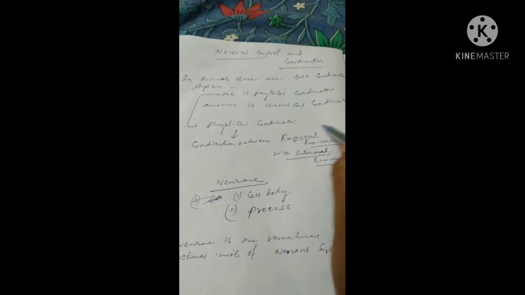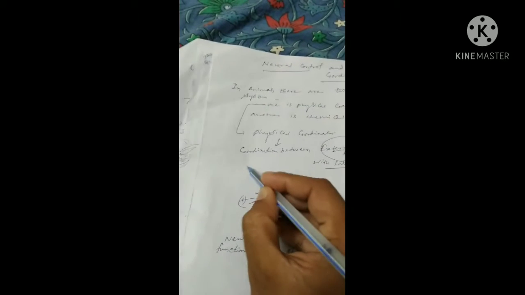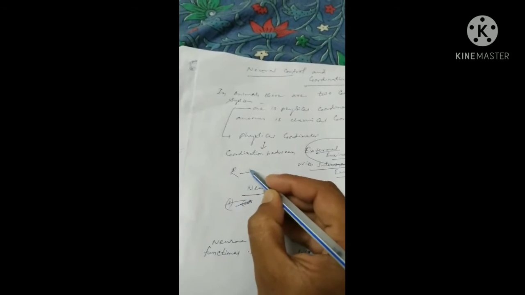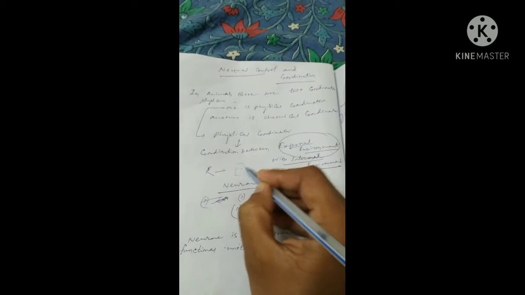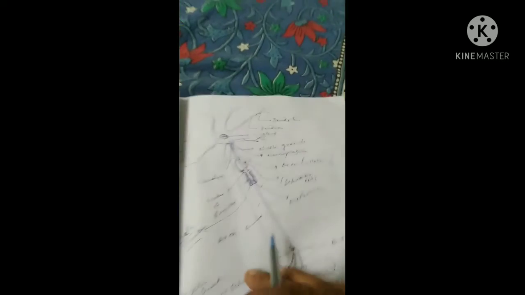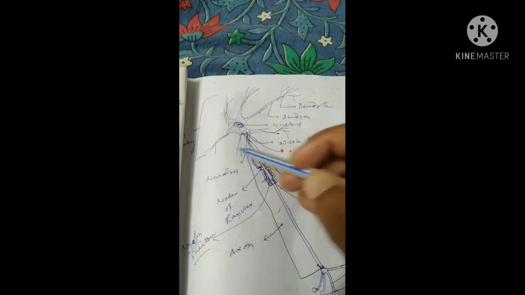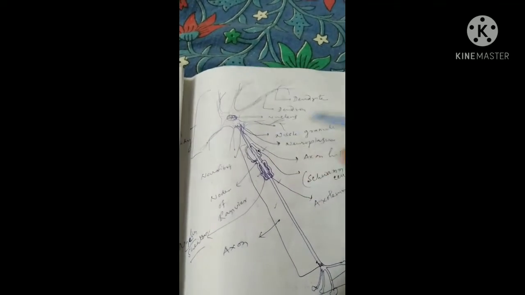We know that the neuron coordinates the external environment with the internal environment by the process of receptor to sensory neuron to center, and from center through motor neuron to effector, and thus it maintains physical coordination. And a neuron contains a cell body and processes. That is the structure. Here we can see the dendrites and the cell body, that is the cyton, which contains the nucleus.